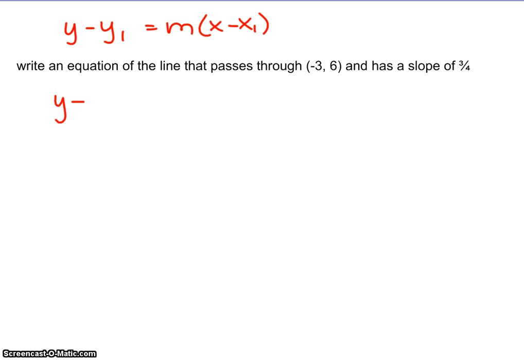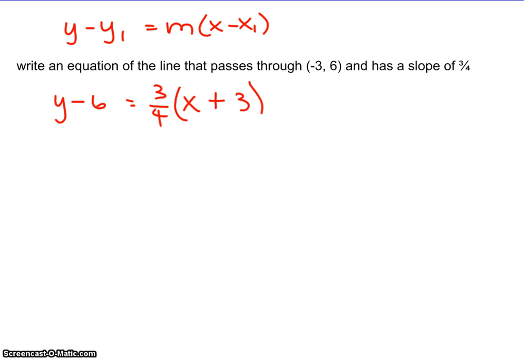So it's y minus my y-coordinate, so y minus 6. Notice again, positive to negative. Slope 3/4, x minus -3. Minus a negative becomes positive. Notice, change signs, negative to positive.